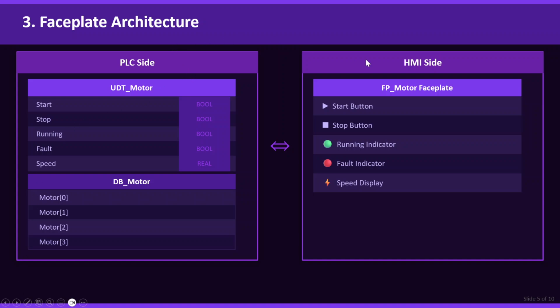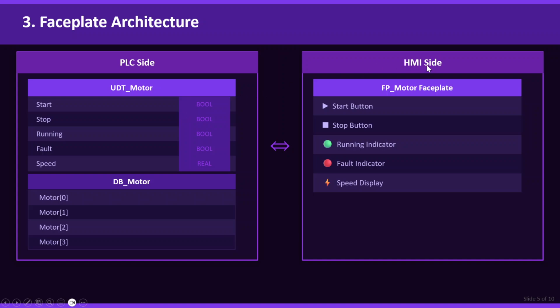So basically this is what we will have. So in our previous video, we created a UDT called UDT underscore motor, and inside that UDT we had start, stop, and running. We didn't add fault and speed. We just wanted to stay basic, but we have start, stop, and running. Now in our HMI side, we need to create a faceplate with start button, stop button, and running indication. So we need to attach this UDT to HMI slide.